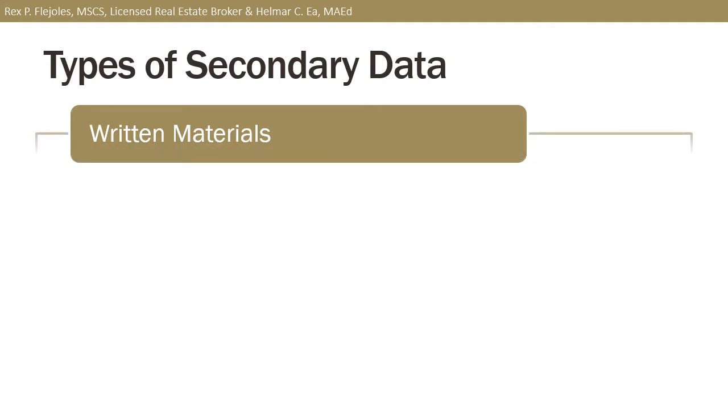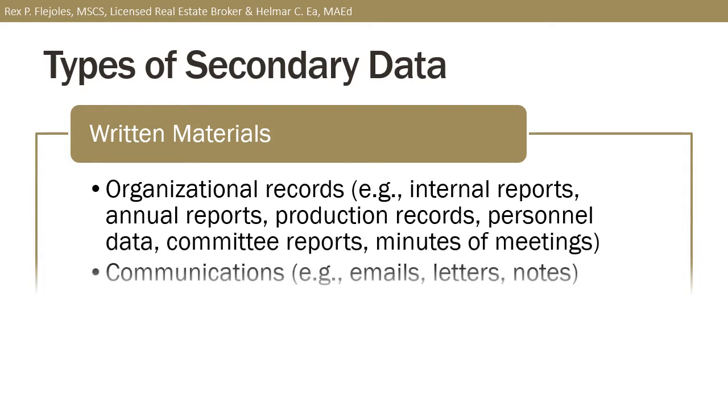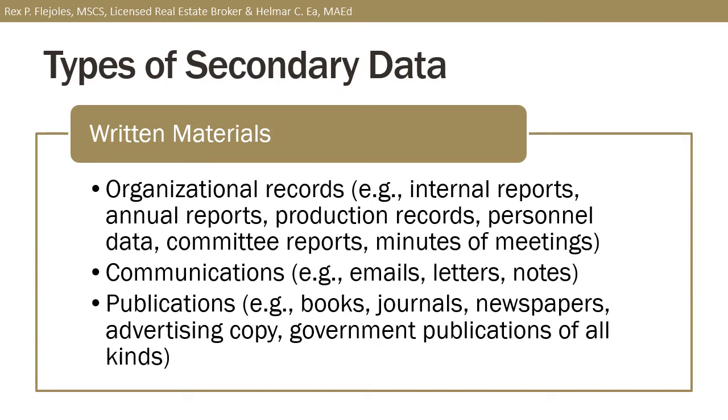First is written materials. These refer to organizational records such as internal reports, annual reports, production records, personal data, committee reports, and minutes of meetings. These may also be communications such as emails, letters, and notes. These could also mean publications such as books, journals, newspapers, advertising copy, and government publications of all kinds.